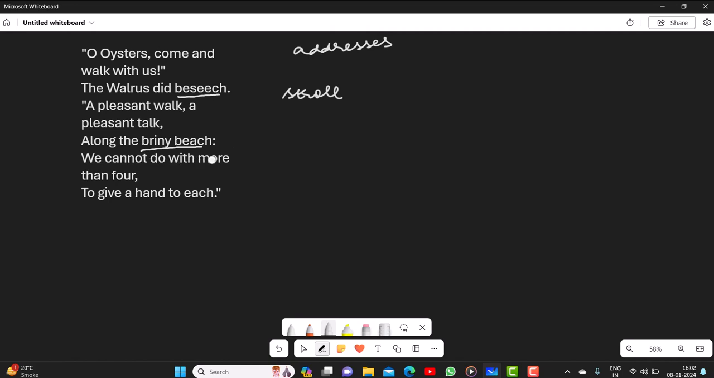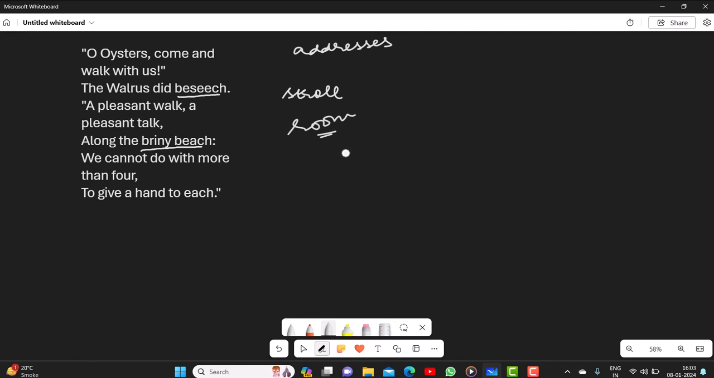"We cannot do with more than 4 to give a hand to each." So, what does he do? He claims that they don't have room for more than 4 oysters. What does it mean? Basically, he wants to say that the carpenter has 2 hands, Walrus has 2 hands. Together, they can give a hand to not more than 4 oysters.